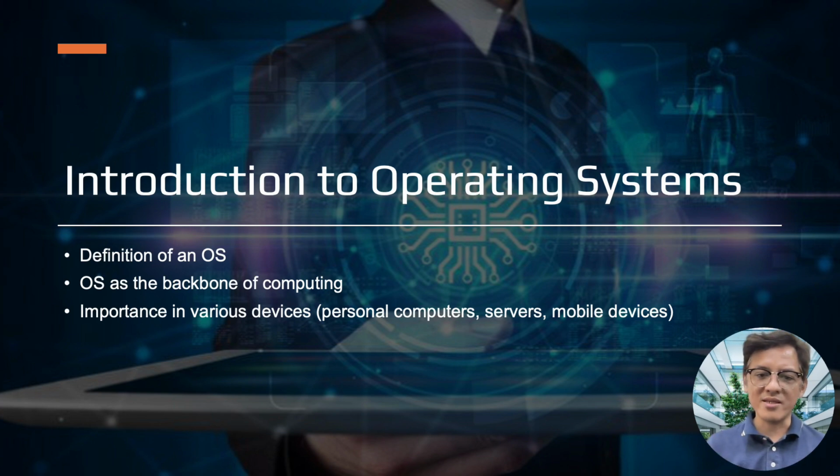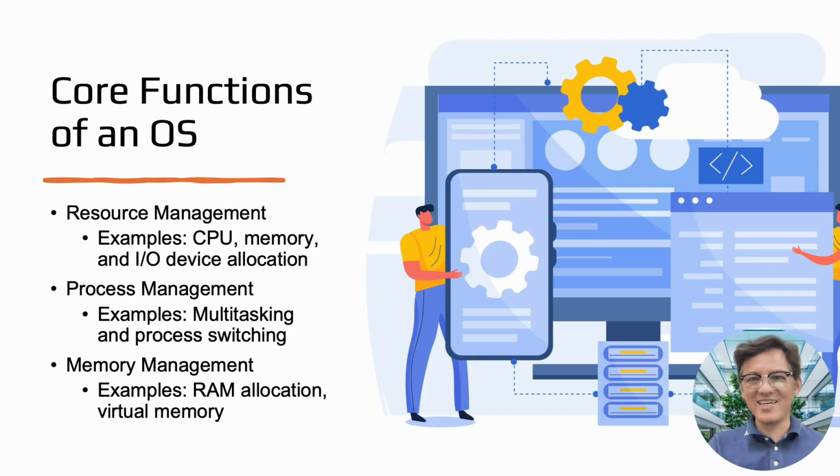And it's not just limited to computers. Operating systems are everywhere: in your smartphone, smart home devices, cars, or even supercomputers. They provide the foundation that makes all of these devices work. Cool, right? Now that we know what an operating system is, let's talk about what it actually does.